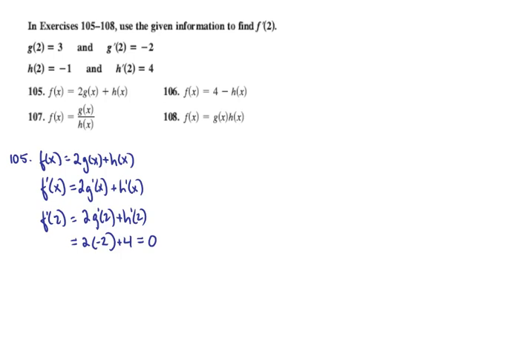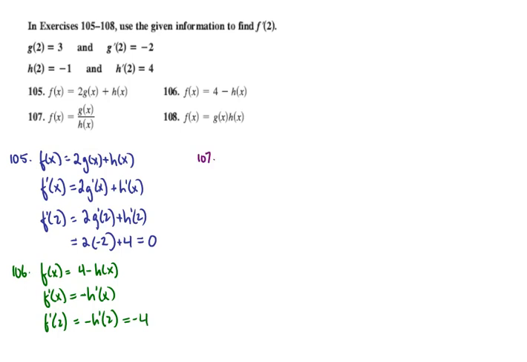Then for problem 106, f of x is 4 minus h of x. And so the derivative f'(x) would be simply negative h'(x). And f'(2) would be negative h'(2). Since h'(2) is 4 above, this answer would just be negative 4.